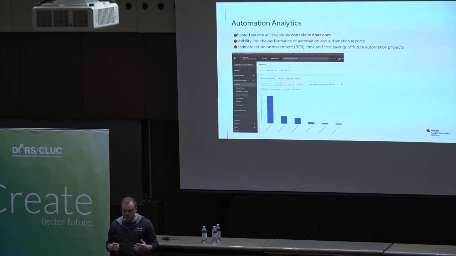We also can estimate return on investment, time and cost savings when we want to automate something. We have some new automation project. We can provide it with estimated data around, for example, how much time it will take to do some piece of work manually and some other data, and this tool will calculate for us what kind of improvement we can see in terms of time, cost, and so on.